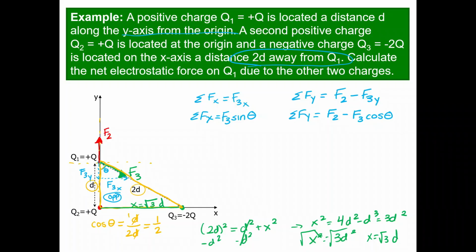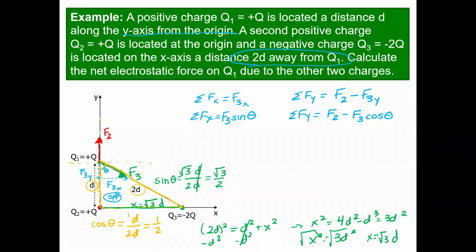So now that we know that, we could find sine theta. So sine theta is going to be our opposite, which is the square root of 3 times d over our hypotenuse, which is 2d. So sine theta is going to be the square root of 3 over 2.